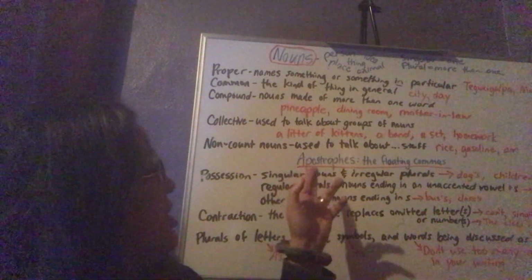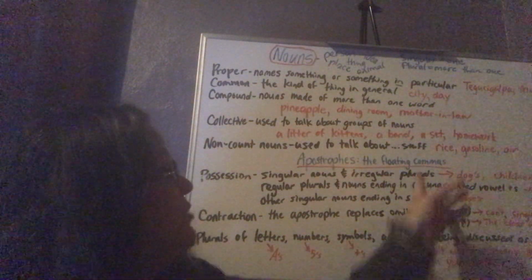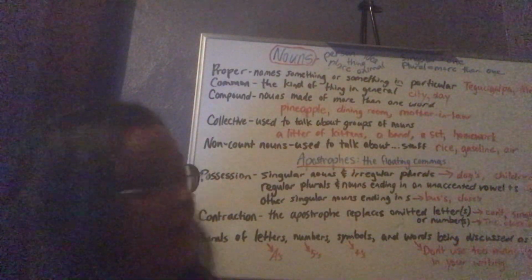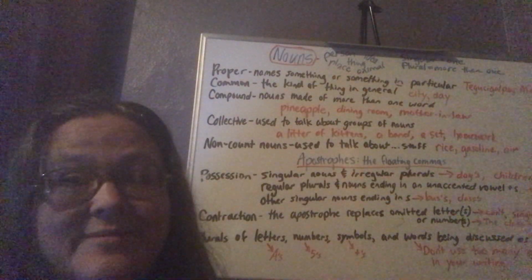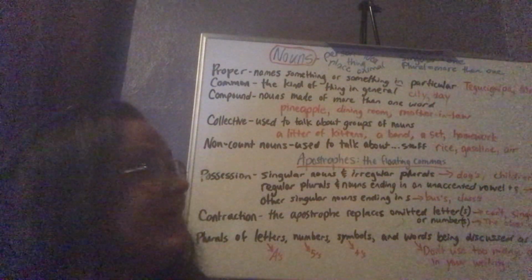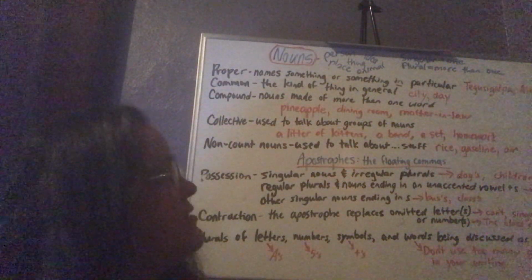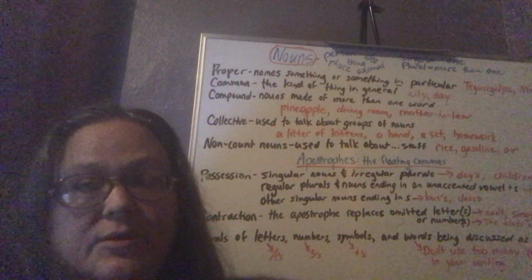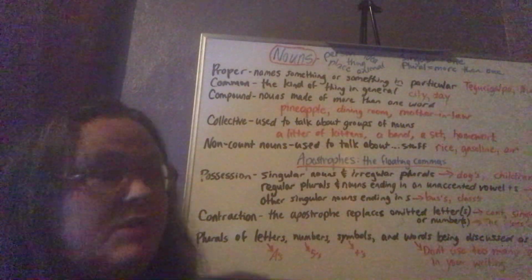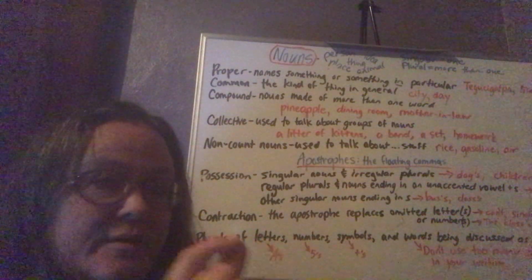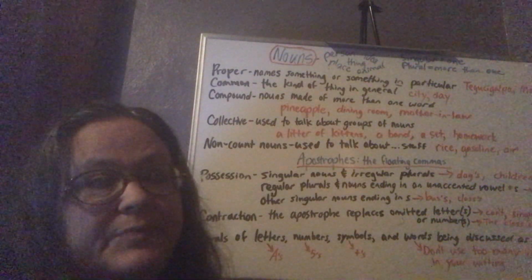Non-count nouns are used to talk about stuff that you can't count, like milk, rice, gasoline, air. These things you can't really count. How many airs do you need? No, you can't really say that, right? You can talk about a quantity of rice, like a sack of rice, a gallon of gasoline, a liter of milk, things like that. But you can't really talk about them in individual pieces. Like we can with books, for example.